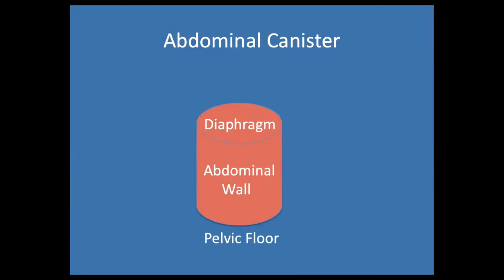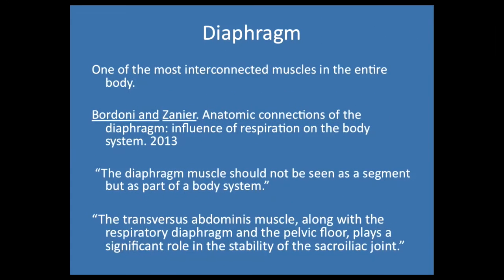We're going to talk a lot about your abdominal canister. And your abdominal canister is basically your abdomen, so your diaphragm on top, your abdominal wall forming a circle, and then your pelvic floor on the bottom. Really great. And the diaphragm muscle should not be seen as a segment, but as part of a body system. Right, so the diaphragm works as part of the entire body. The transverse abdominal muscles, along with the respiratory diaphragm and the pelvic floor, play a significant role in the stability of the SI joints. So your diaphragm affects your SI joint. Just putting that out there. How awesome and how crazy is that?